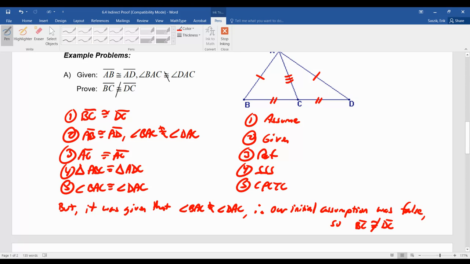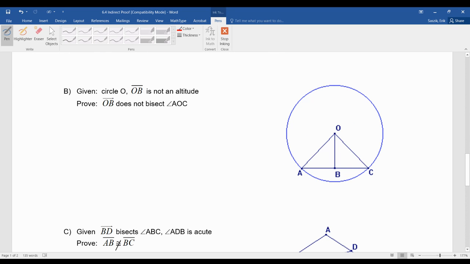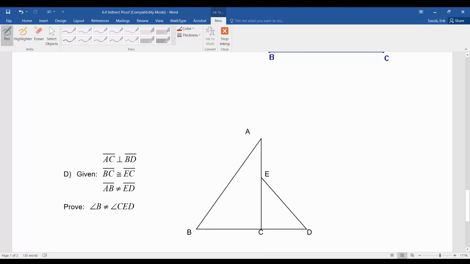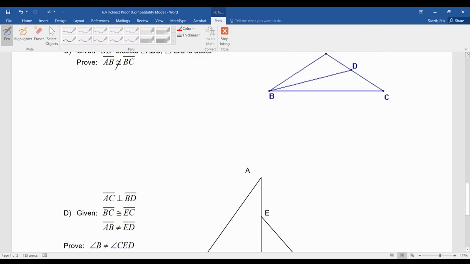So you have to give a little explanation. Once you show the contradiction in step 5, explain that it was given that such and such. So we've contradicted a given. Our initial assumption was false, and then state the final conclusion that you had to prove to begin with. Okay? This next one's not the easiest thing. It's a little bit long, and sorry that there's not much room here. I'm going to go do C. I think that's a better one to do second.